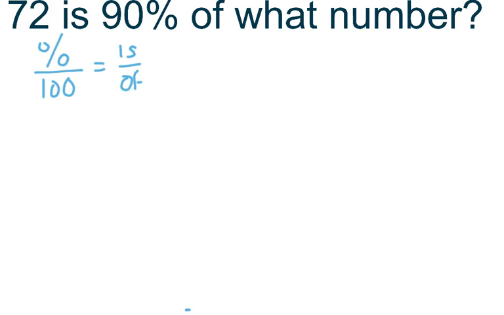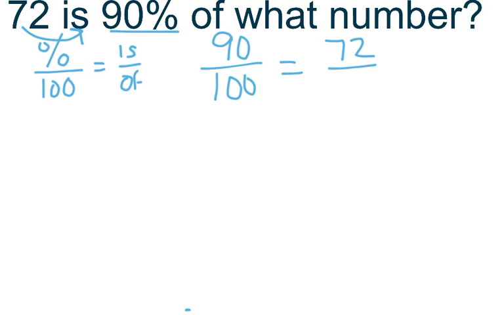72 is 90% of what number? Always start here with 100 at the bottom. And let's look at our numbers. 90%, the percent sign tells me that it goes right here. And then 72 is. So 72 is at the top because that's where is goes. And of what? That tells me that that's where my X is.